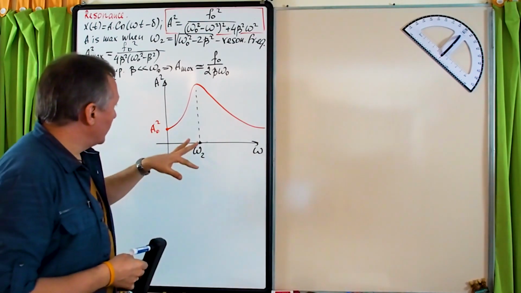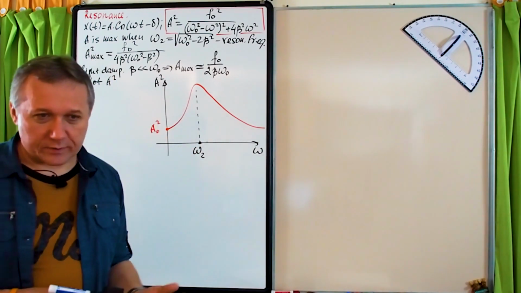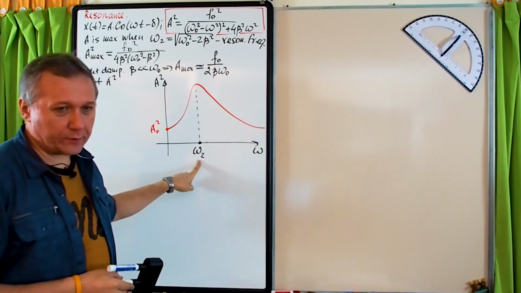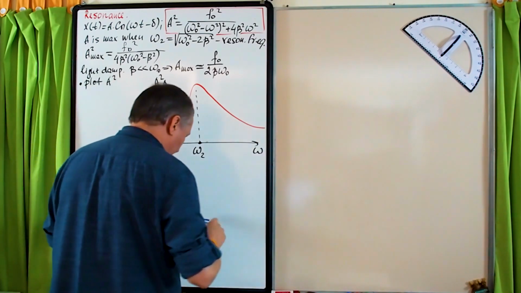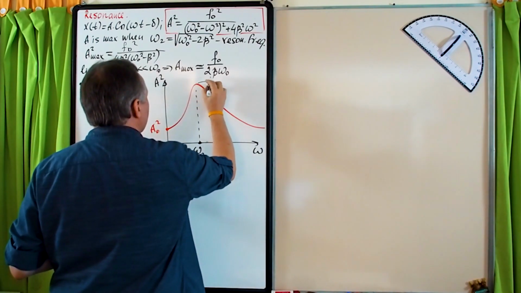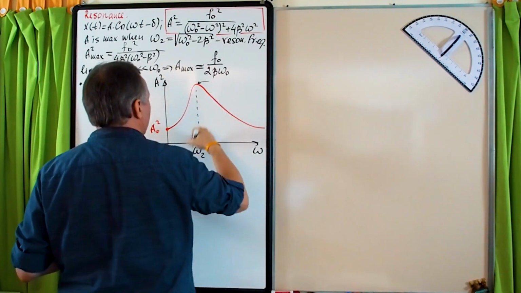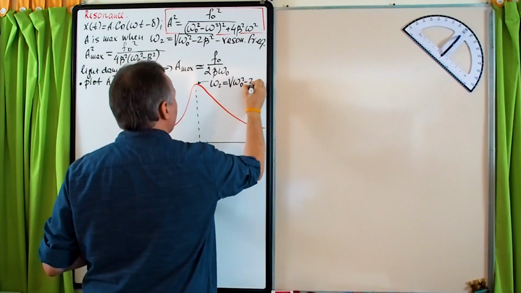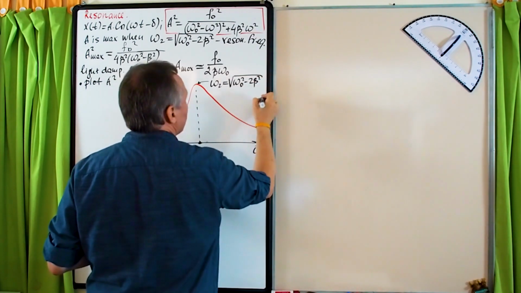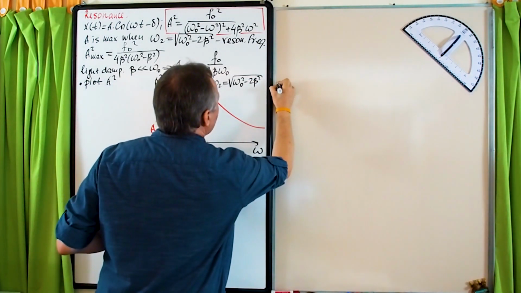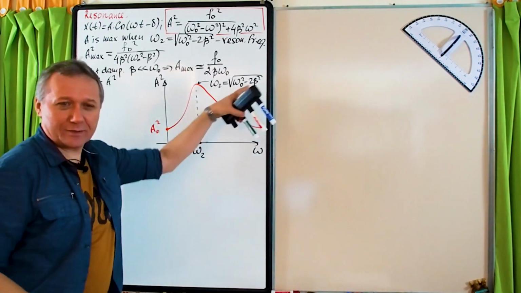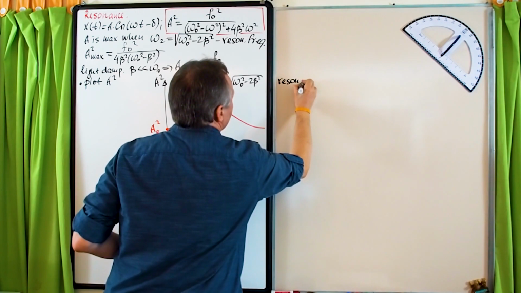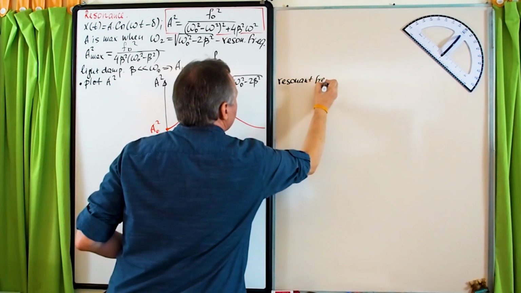So now we have several frequencies. Now let me show all these frequencies on this curve. So first of all, resonant frequency, omega 2. This corresponds to the frequency omega 2 equals square root of omega naught squared minus 2 beta squared. I will extend and write on that side also. So this is resonant frequency.